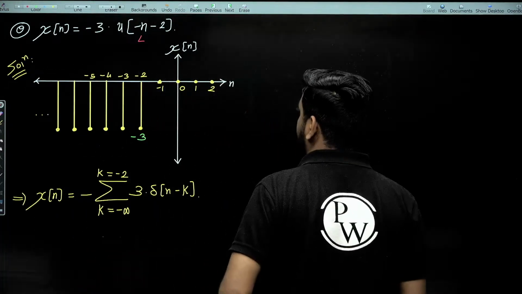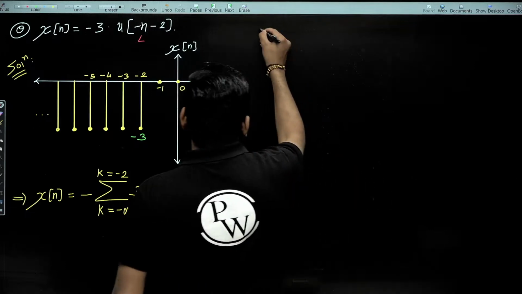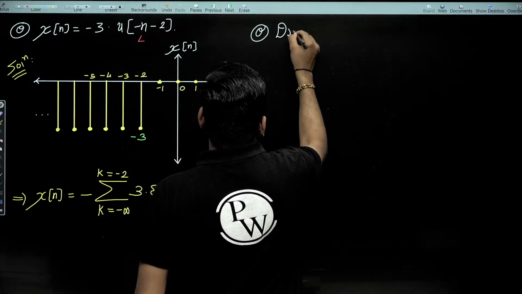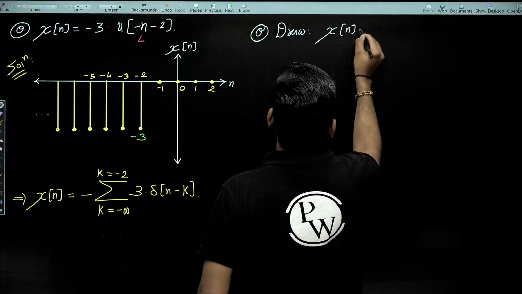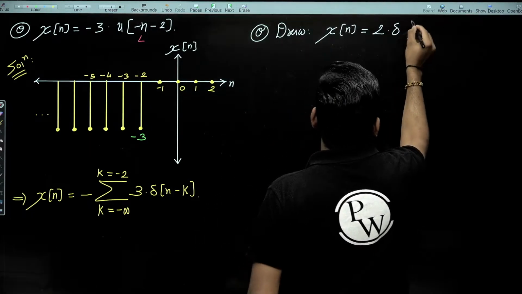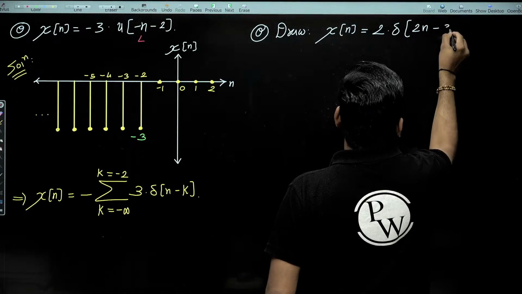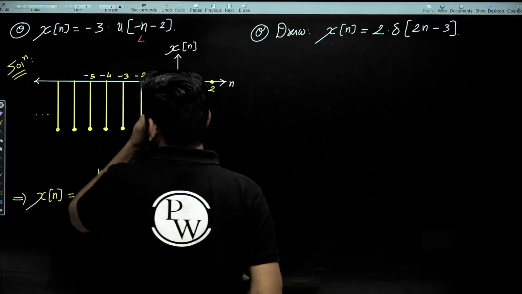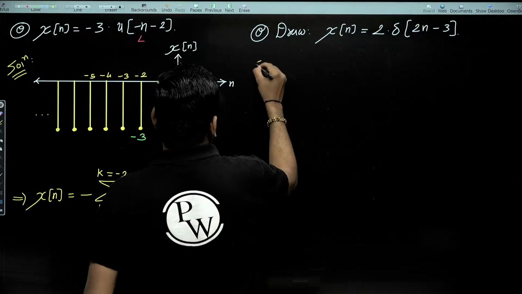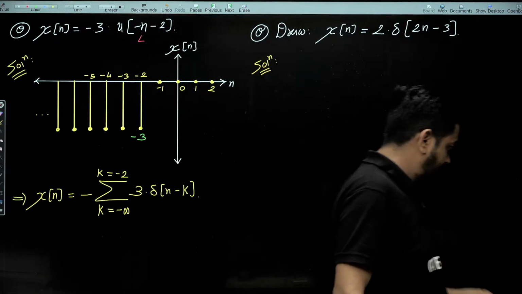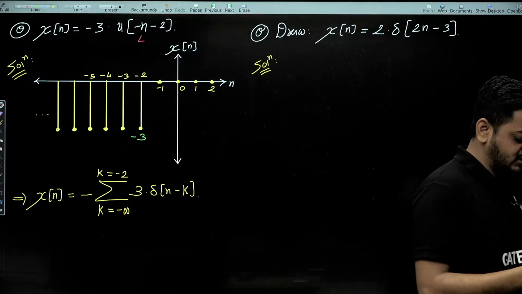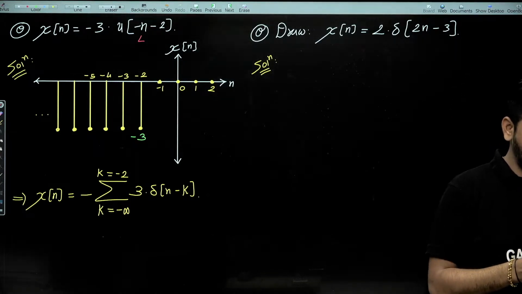Now next, guys, suppose I am asking to draw, this is very much important, x of n is equal to 2 del 2n minus 3, guys. Tell me where this sample is located, what is the amplitude of that sample. I am expecting an answer from each and every single student. This is very much important, guys.